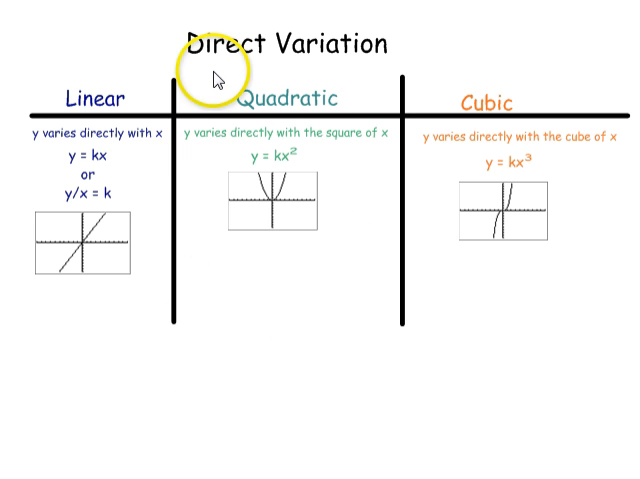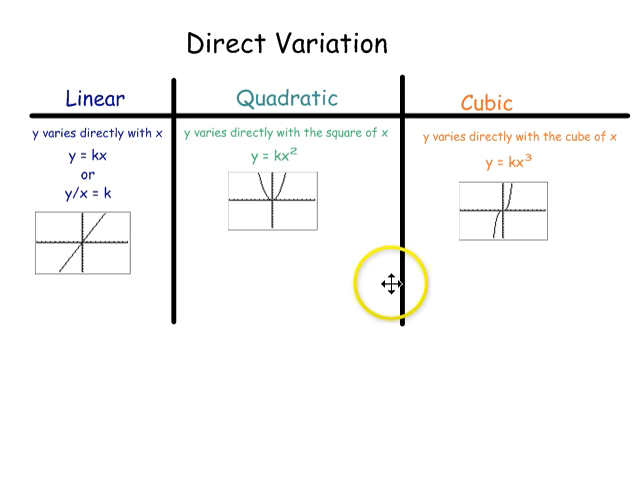The second type is quadratic. A quadratic phrase is going to look something like y varies directly with the square of x. This equation looks like y equals k times x squared. And the graph that you're going to get with that is a parabola. When k is positive, your parabola is going to open up. When k is negative, your parabola will open down.